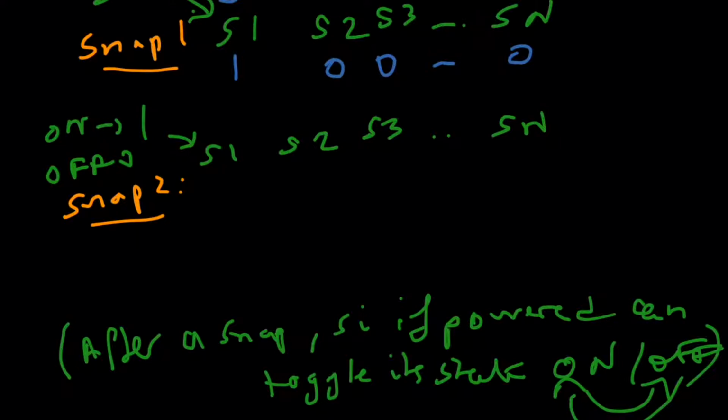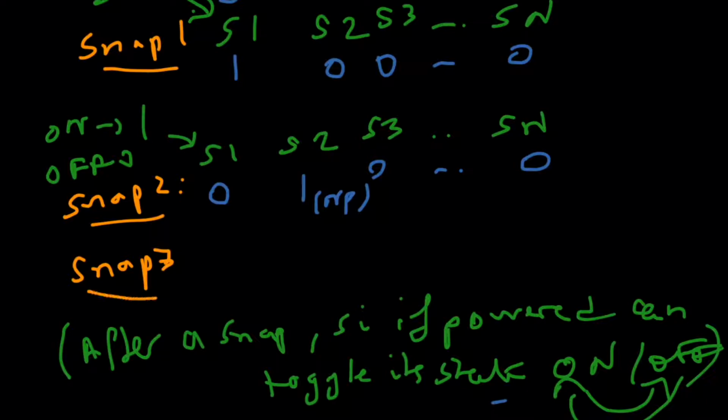So the second snap toggles both snappers and then promptly cuts power off from the second one. That means that this one, which was on, is powered, so we can toggle its state, and its state now becomes 0, it's off. The state of the second one becomes 1, but it is no longer powered. And then the rest stays 0. Okay, and then on the third snap, what happens?